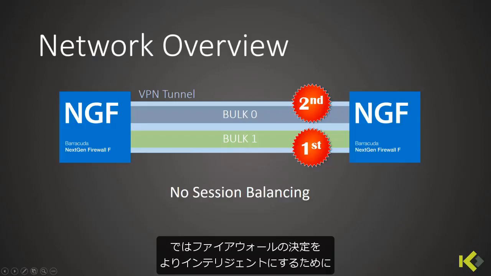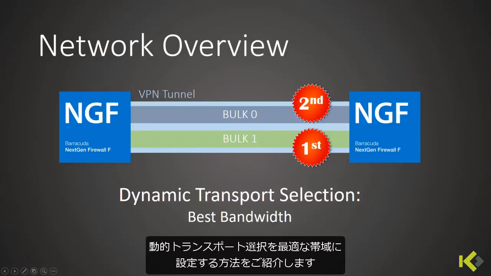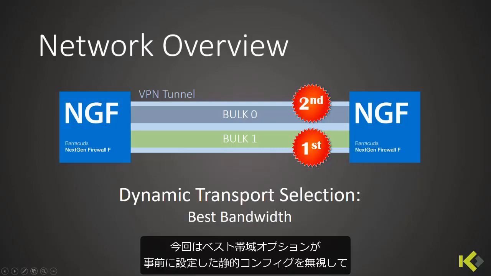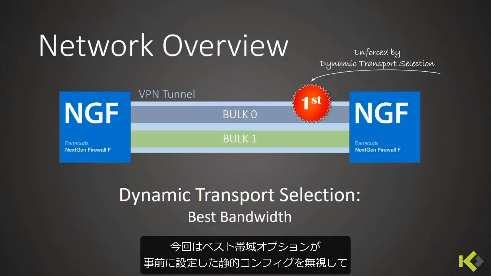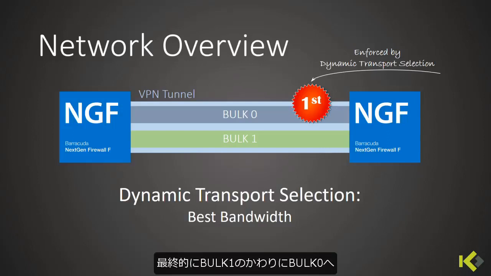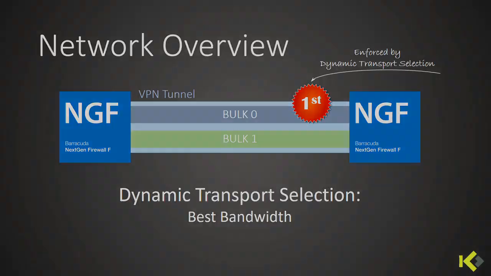Now the trick is to set the dynamic transport selection to best bandwidth in order to make the firewall's decision more intelligent. So in our demo, you may expect that the best bandwidth option will overrule the static configuration that we've made and eventually send the data onto bulk 0 instead of bulk 1.